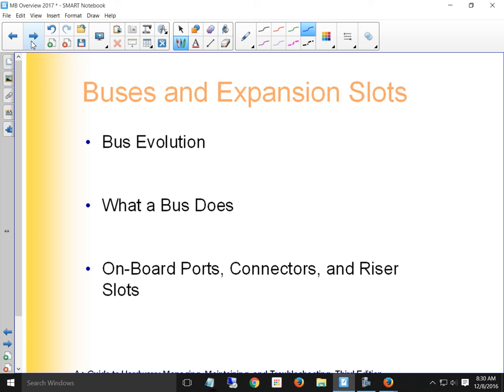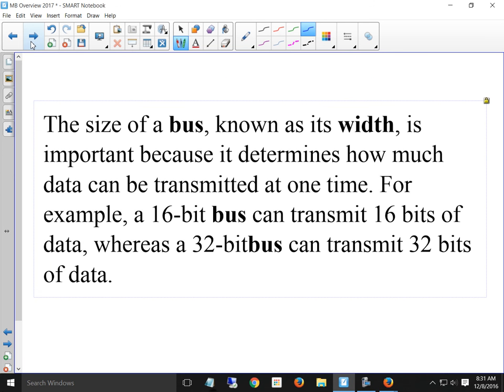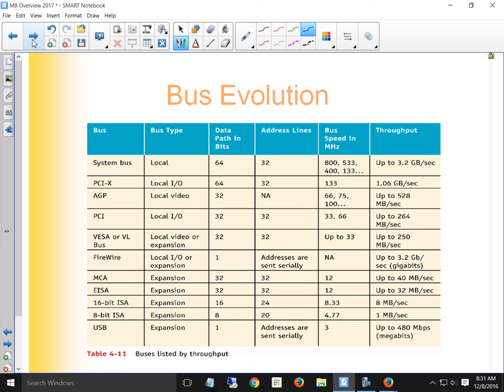So the bus determines how much information is in every single packet. It's normally called the width of the bus. Okay? It determines how much data can be transmitted at one time. So a 16-bit bus can do 16 bits at one time. A 32-bit bus can do 32 bits at one time. A 64-bit bus can do 64 bits of information at one time. So we've evolved from way back when we had an 8-bit bus to a 16-bit bus, and then a 32-bit bus, and now a 64-bit bus.